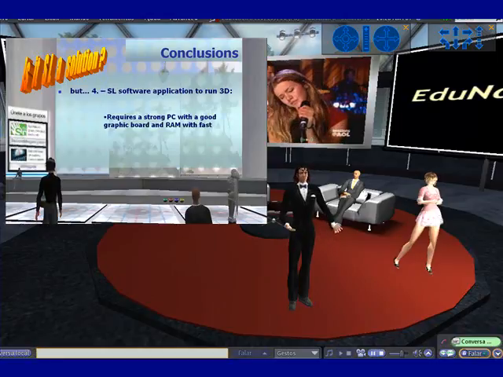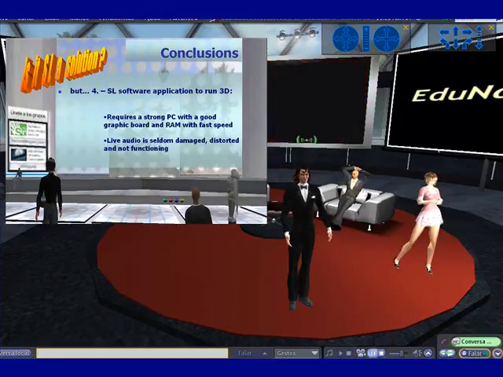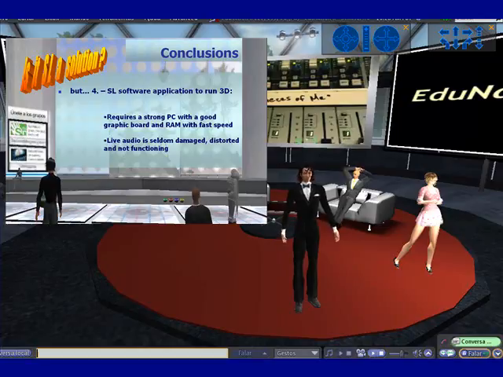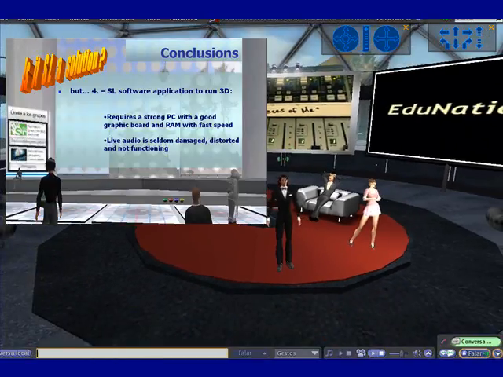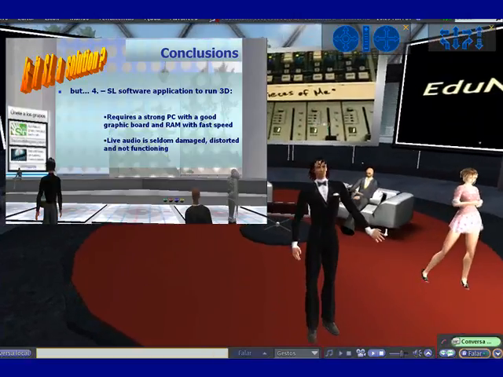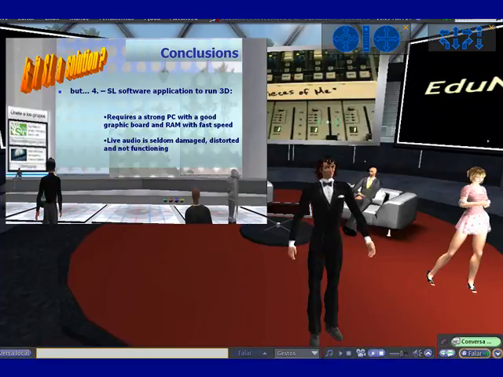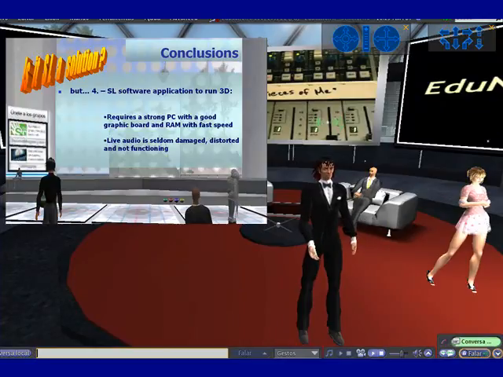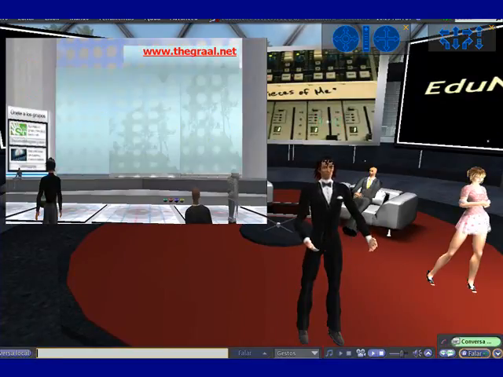On the other hand, it requires strong applications and strong machines with graphic boards and a lot of RAM, and live audio must be very good and very well improved. These are our main topics and our main conclusions about this debate.